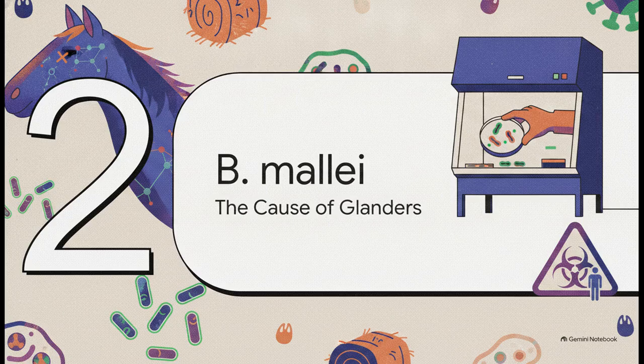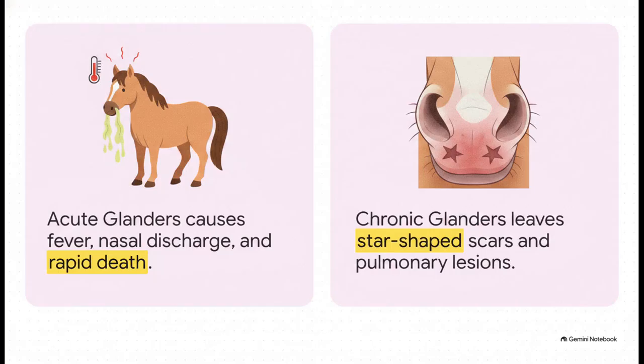Okay, shifting gears entirely. Section 2, Glanders, caused by Burkholderia mallei. Unlike our ubiquitous opportunist from Section 1, Burkholderia mallei is a highly contagious, major primary pathogen.